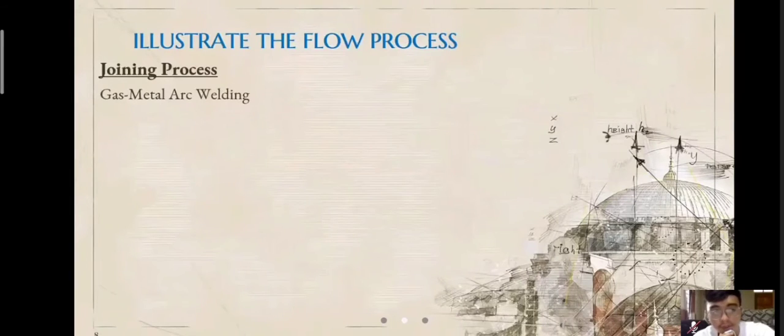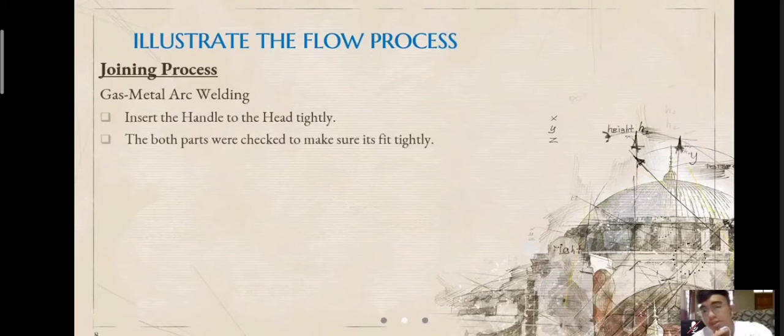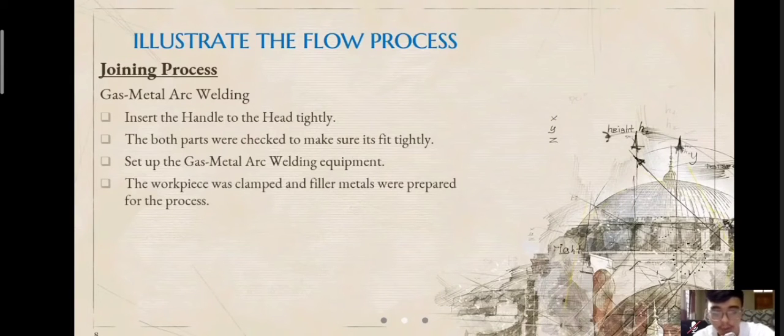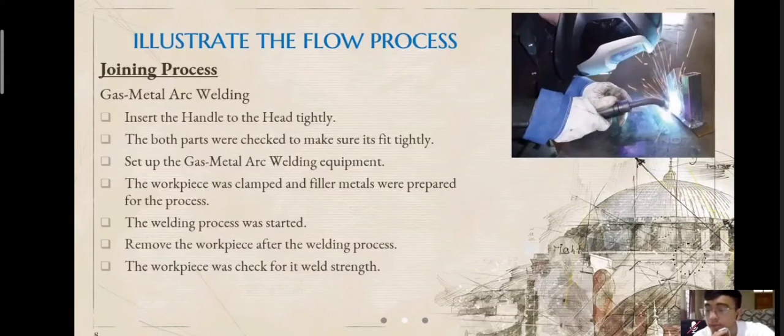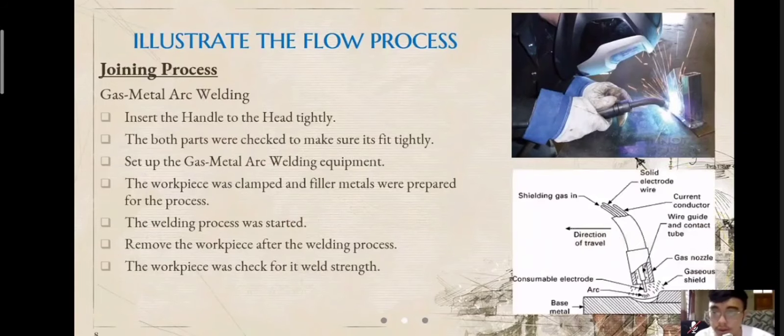And for the gas metal arc welding, to start this process, firstly, insert the handle into the head tightly, then check both parts to make sure they fit tightly. Then set up the gas metal arc welding equipment, clamp the workpiece, then start the welding process. After the welding process, remove the workpiece from the clamp, check the weld strength of the workpiece, and remove slack from the weld zone. This is the diagram for the gas metal arc welding.